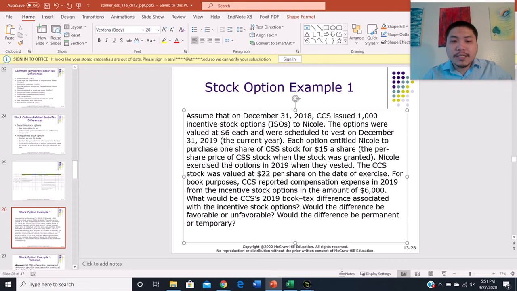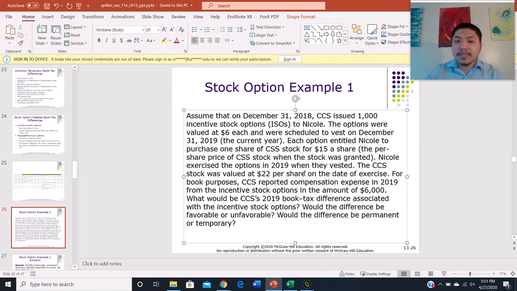And then Nicole exercised the options in 2019 when they vested, and the CCS stock was valued at $22 per share on the date of exercise. So the market price of the stock is $22 on the exercise date.